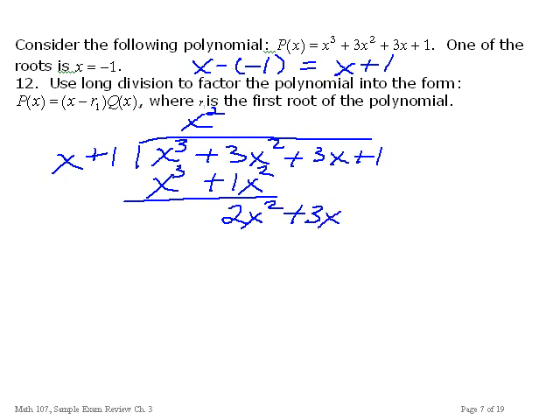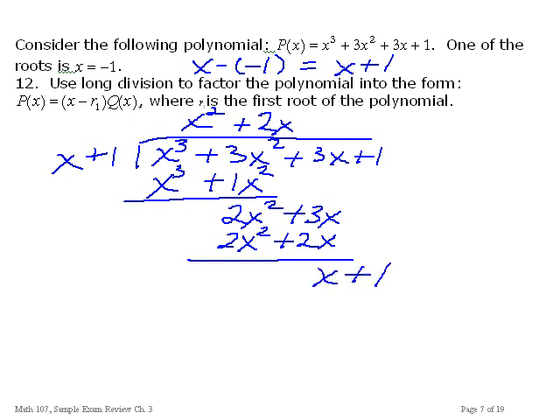And bring down the next term. What turns x into 2x squared? Multiplication by 2x. So I have 2x squared plus 2x. Subtracting again, 2x squared minus 2x squared, that's nothing. 3x minus 2x gives me an x plus 1. Alright, and this turns into a 1. 1 times x plus 1 is x plus 1. I'm done. The remainder is 0. It is indeed a root.